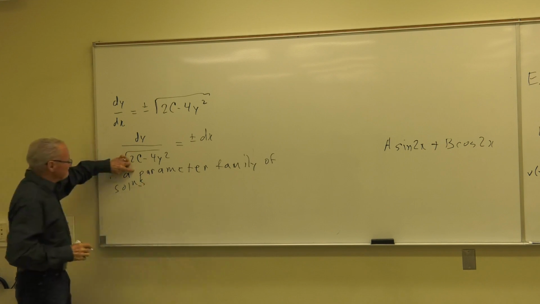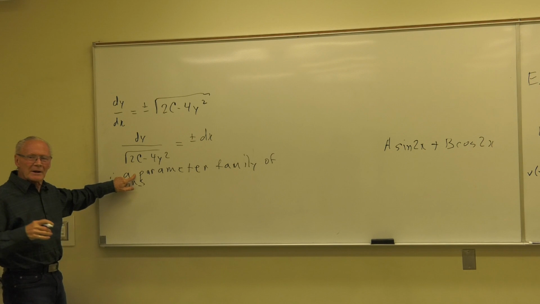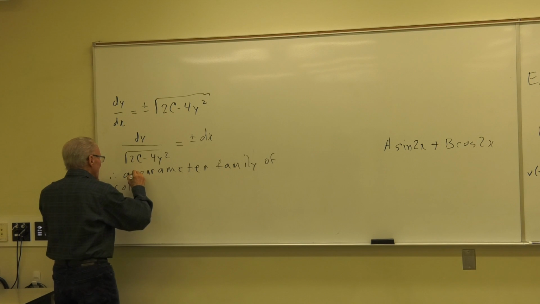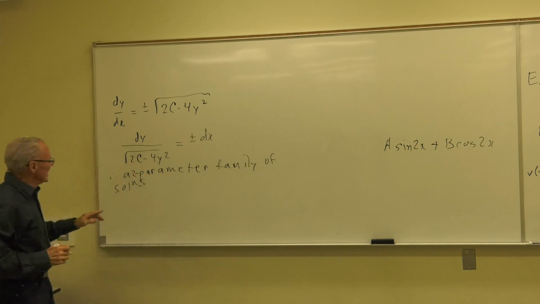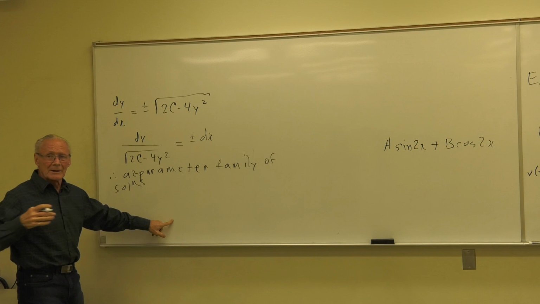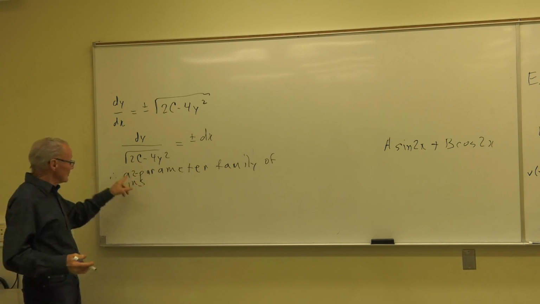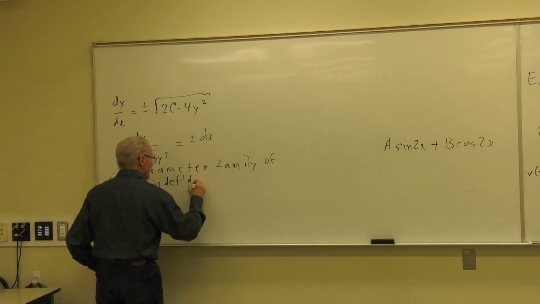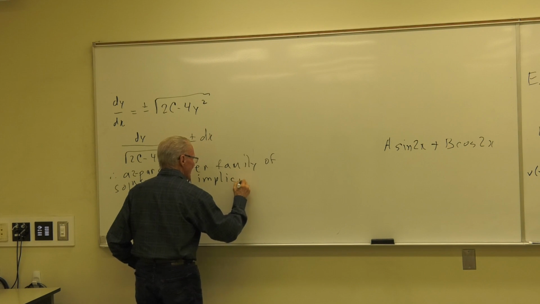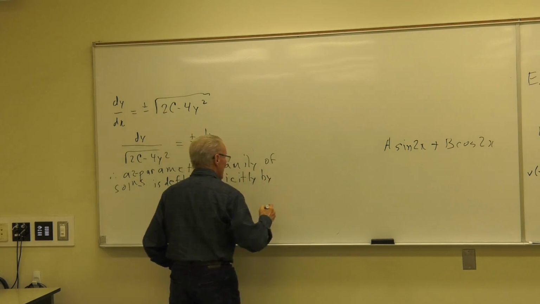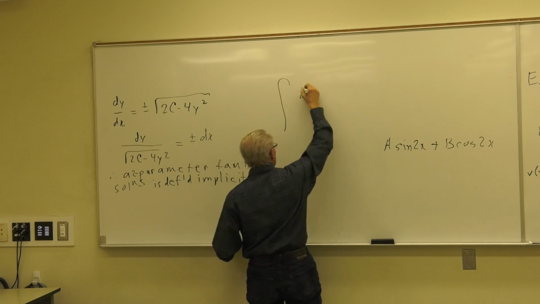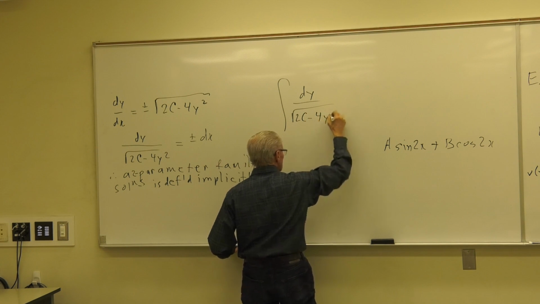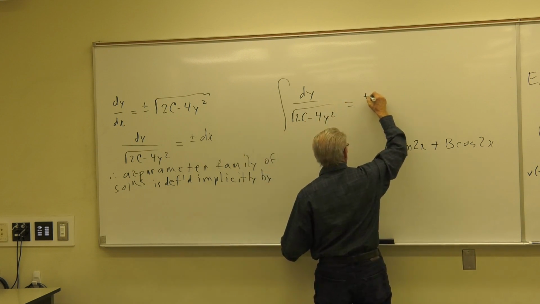Notice I left out, I didn't want to write a one parameter because there's already a parameter here. I could have written a two parameter family of solutions because when I do this one, I'm going to get another constant, so we'll have C's and D's. So two parameter family would be okay. Solutions is defined implicitly by writing that the integral of dy over the square root of 2c minus 4y squared is equal to plus or minus x.